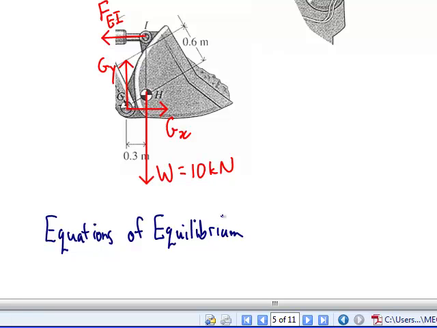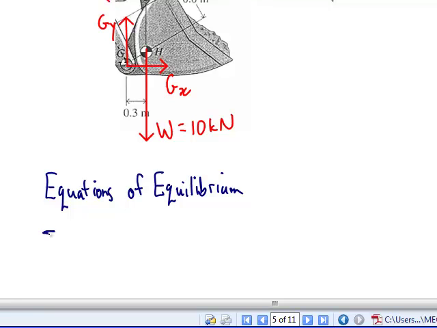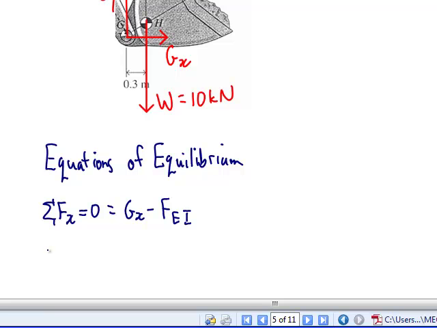What are my equations of equilibrium for the bucket going to include? Forces in the x direction equals 0, and there are only 2 forces in the x direction, so it would be GX minus FEI. Forces in the y direction equals 0. There are only 2 forces in the y direction, GY minus 10 kilonewtons.